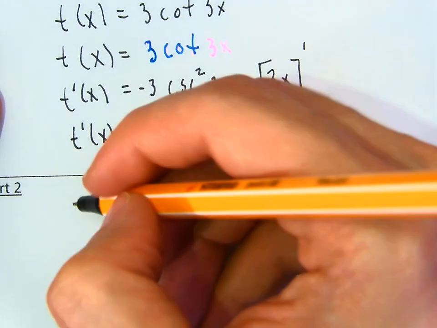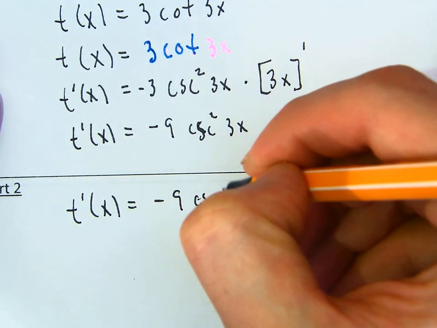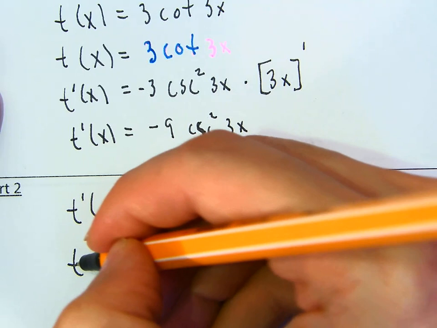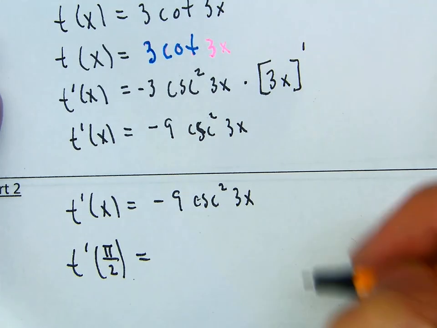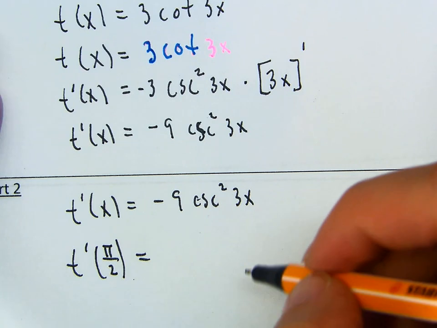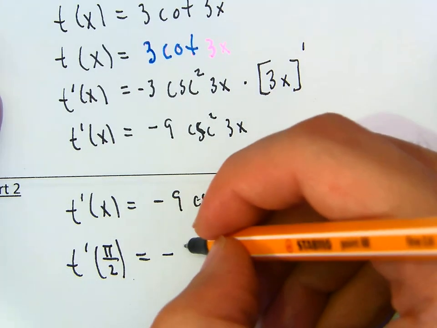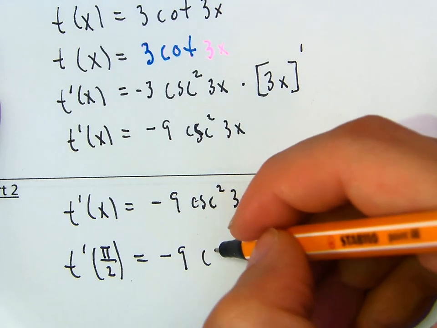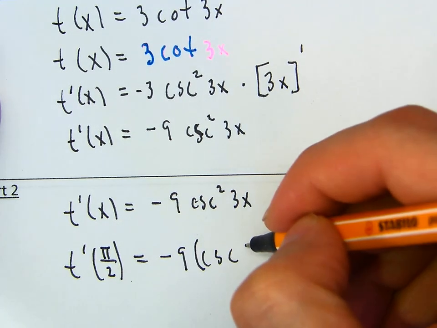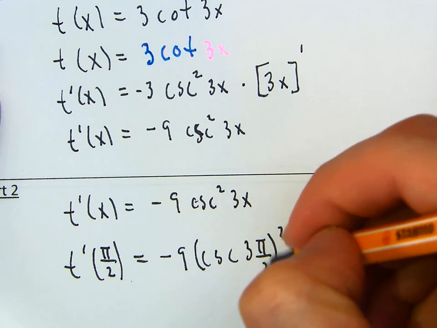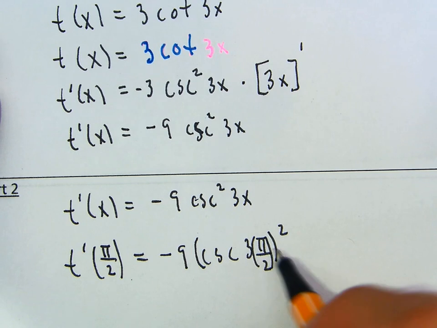Now to find the slope, we're going to take t prime of x. Now we have to plug in pi over 2 into the derivative. This is really difficult actually. This is going to be negative 9 cosecant squared of 3 times pi over 2, and notice you could put the square on the outside. And then what is cosecant of 3 pi over 2?